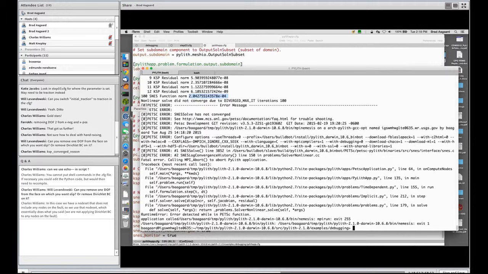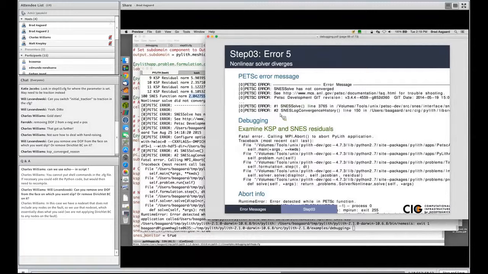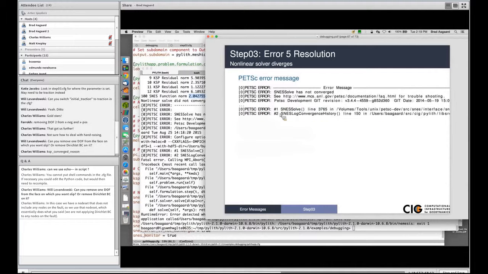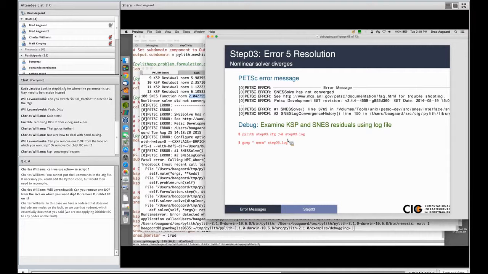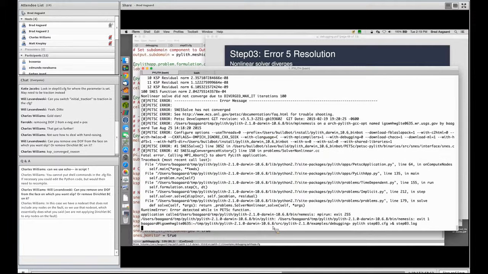And let's go back to the slides to pick up the next step. So I haven't converged. And so I'll often examine the residuals using a log file. So let me just show you how I often do that. If you spit too much to the screen, then you can't see. So let's capture everything to the log instead of just letting it go to the screen.